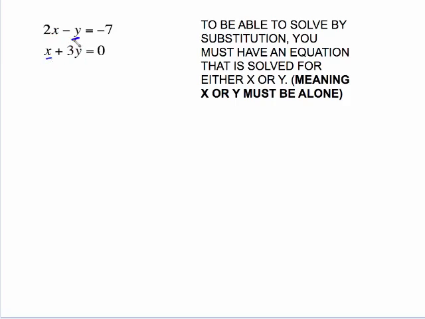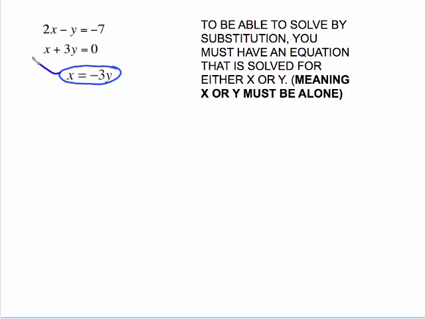This and this are my variables that do not have coefficients. So either one of those would be an option for solving. X is the better option because it's positive. So all I did here was subtract 3y from both sides, which brings the 3y over here. Now I have my lone variable, x equals negative 3y. That's the one I will go back to at the end.